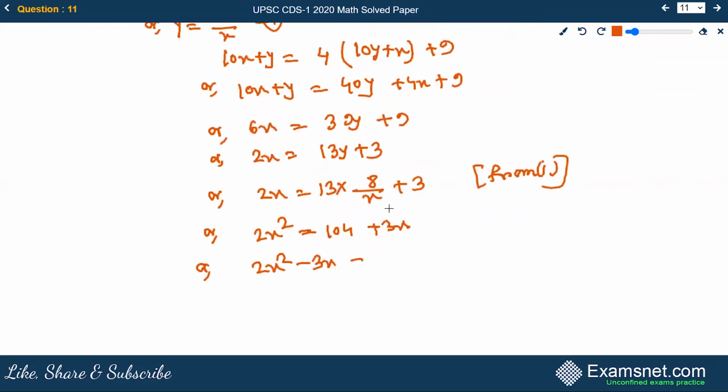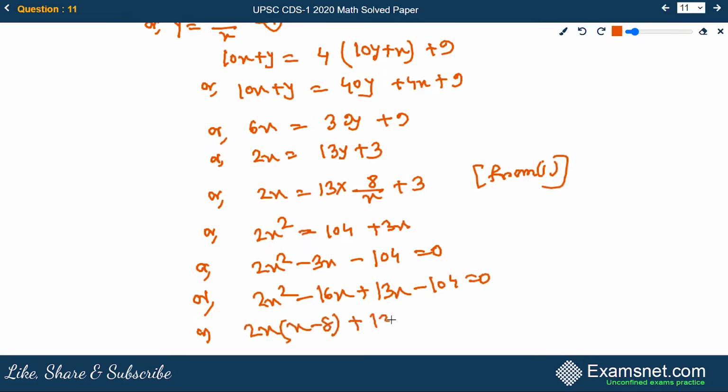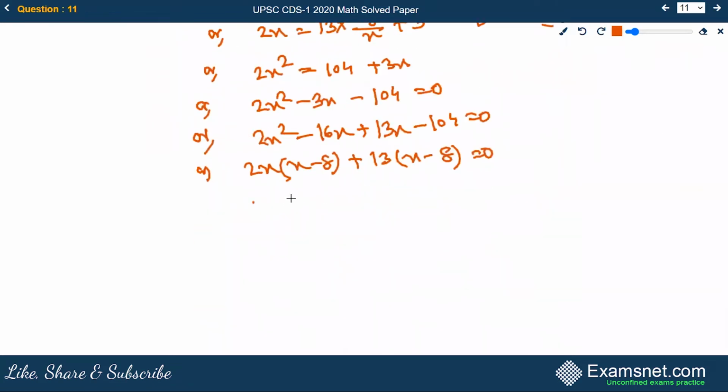So here minus 104 equals to 0. Now we can further simplify it. We will get 2x squared minus 16x plus 13x minus 104. It will become, after taking common 2x, (x minus 8) and 13 (x minus 8). So from here we will get x minus 8 multiplied by 2x plus 13 equals to 0.